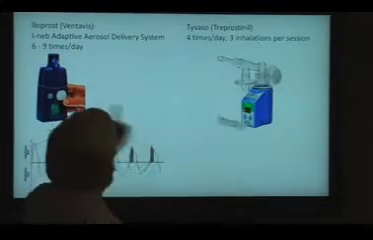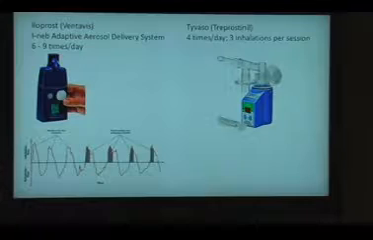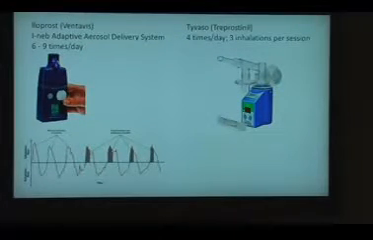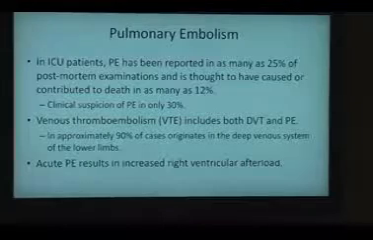So this is an ultrasonic nebulizer. This is a mesh nebulizer, but they're both FDA approved for the treatment of pulmonary arterial hypertension.